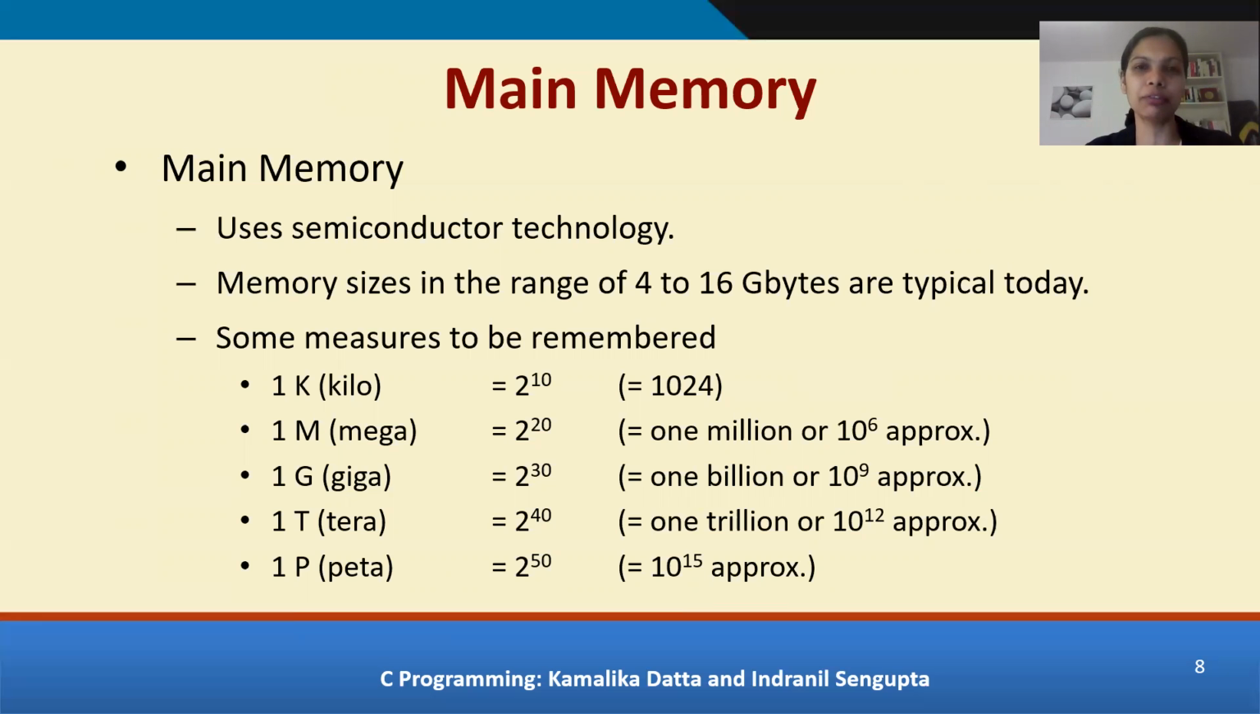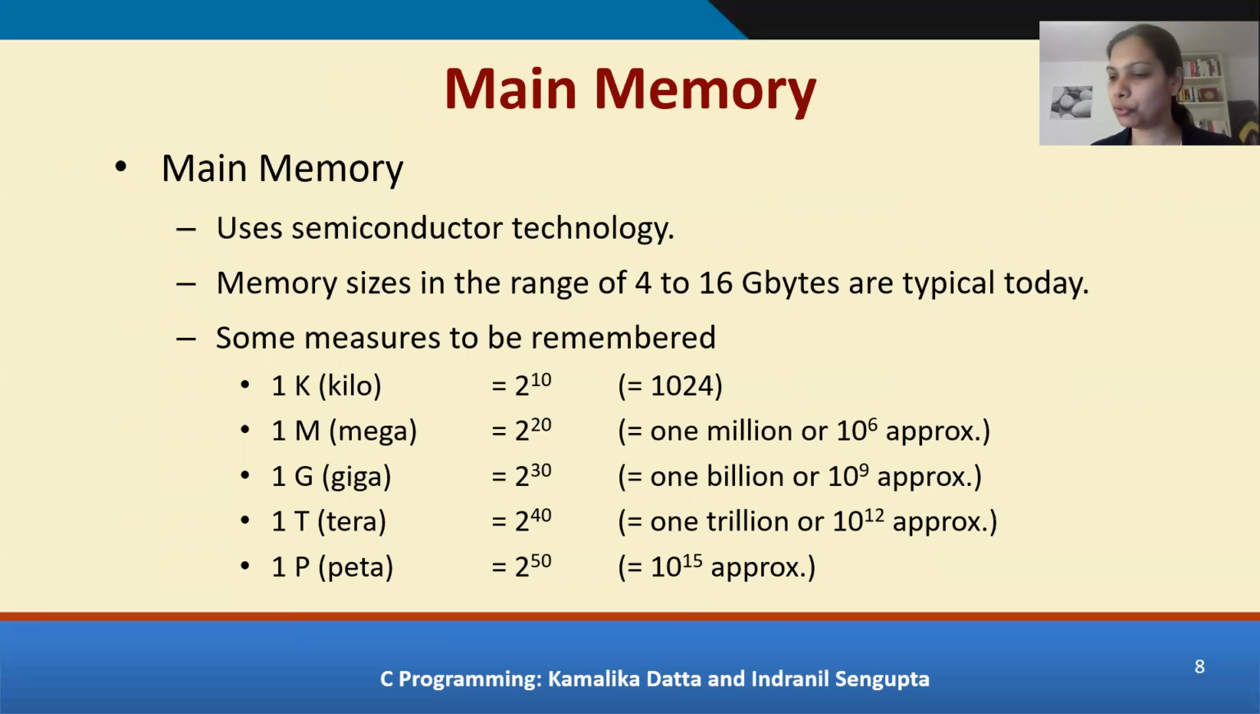There we will talk very briefly on the transistor, but we use some kind of technology. We call it semiconductor technology. And generally, main memory is built using DRAM, dynamic random access memory. The size of the memory typically ranges from 4 to 16 gigabyte. There are even more: 24, 32, 48 gigabyte memories are also possible in today's computers.